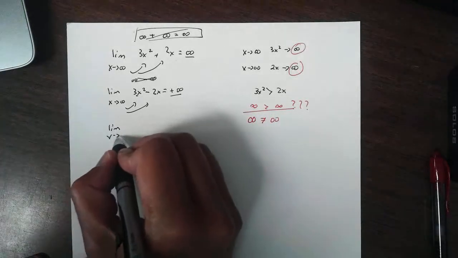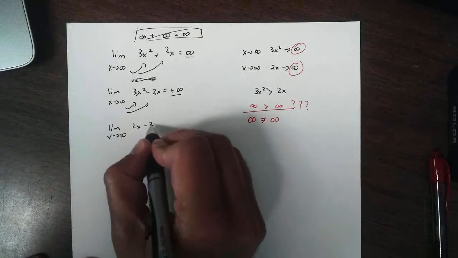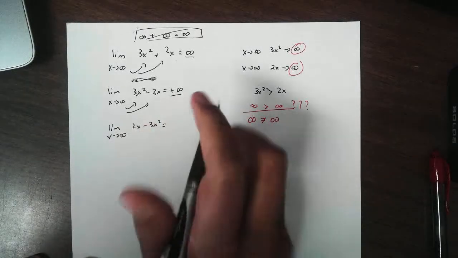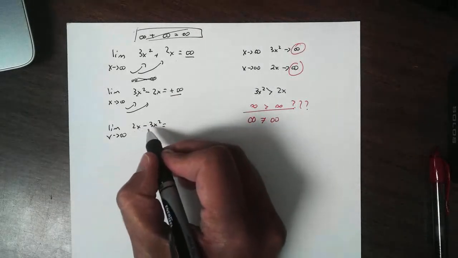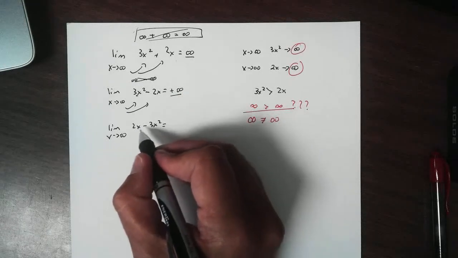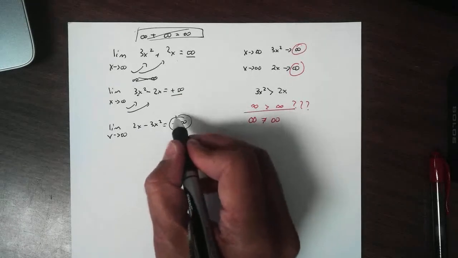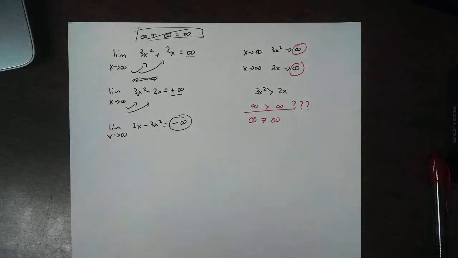Likewise, what if I did 2x minus 3x squared? Same idea. They're both infinities, but remember, because the 3x squared is bigger, this is going to approach negative infinity that time. Very kind of cool.